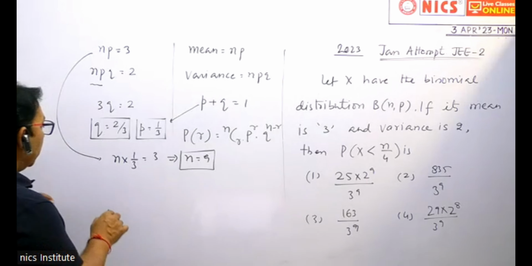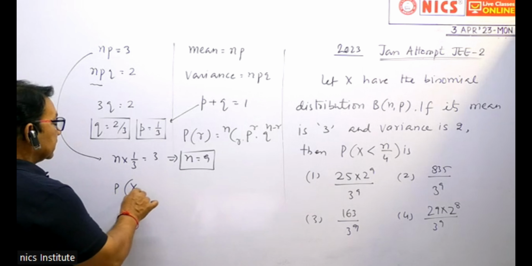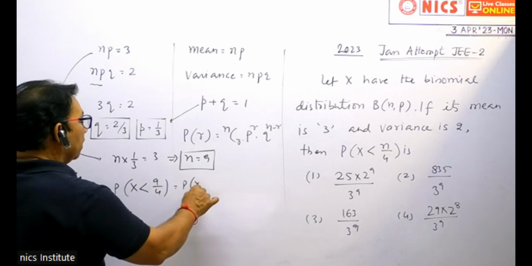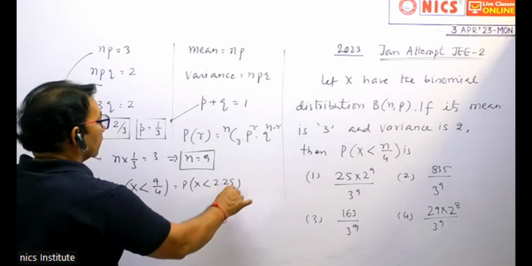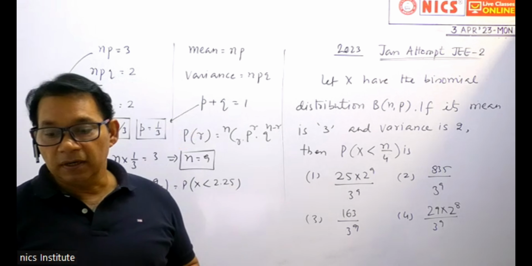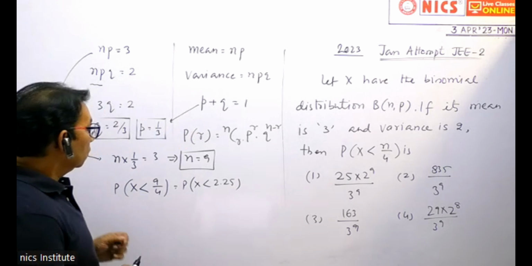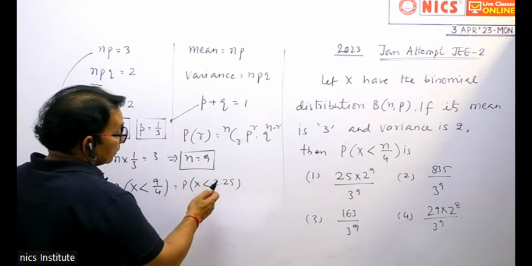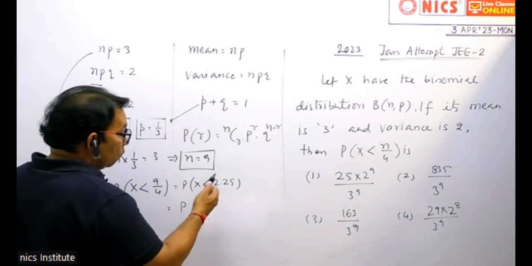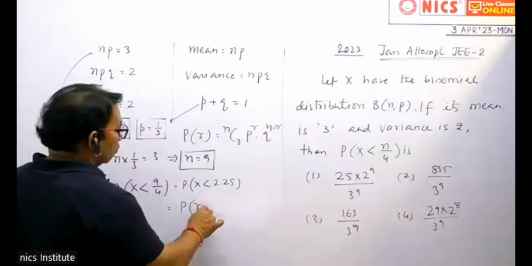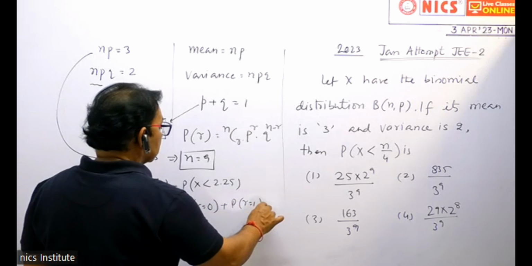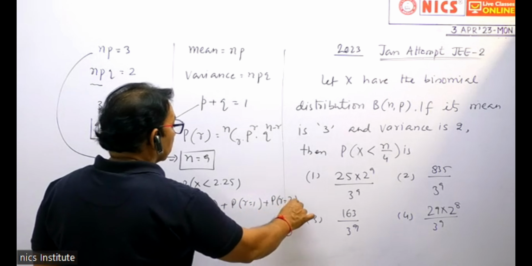Now, what is the probability required? We want P of X less than 9 by 4. What is 9 by 4? 9 by 4 is basically 2.25. But X is a random variable which cannot be other than a full number, right? So, the probability of successes which is less than 2.25 means at most 2.25 successes. That means at most two successes: zero successes, one success, or two successes.